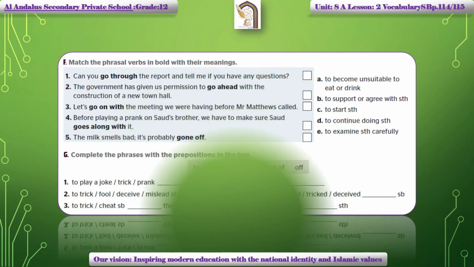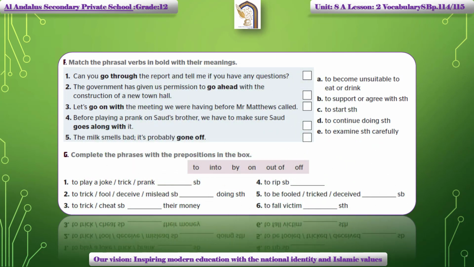Now, gentlemen, it's time to deal with our final task for today, which is phrasal verbs. These are exercises F and G. Match the phrasal verbs in bold with their meanings. Sentence number 1. Can you go through the report and tell me if you have any questions? Go through means, very good answer, to examine something carefully.